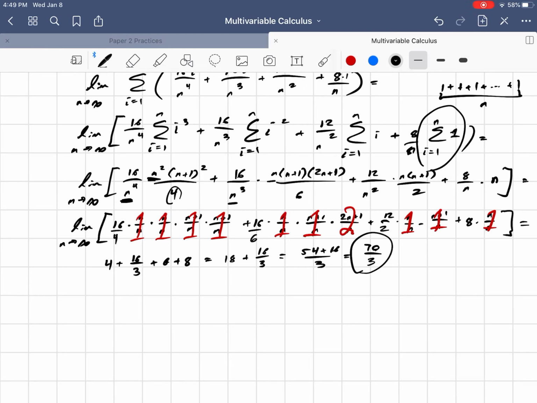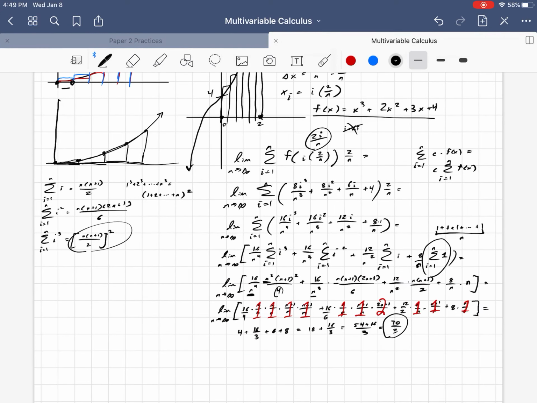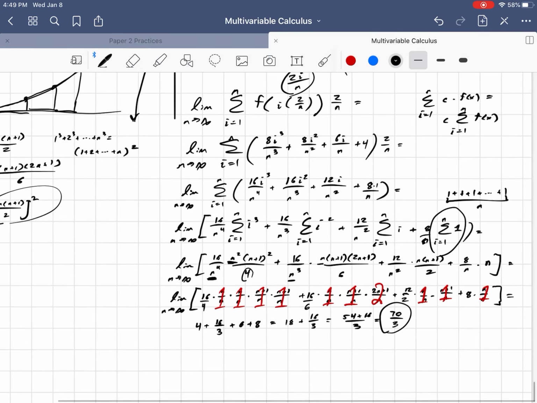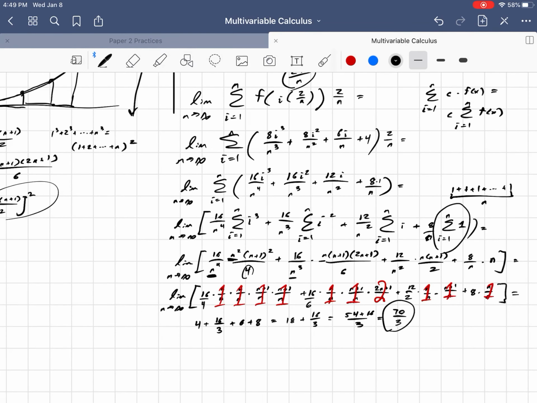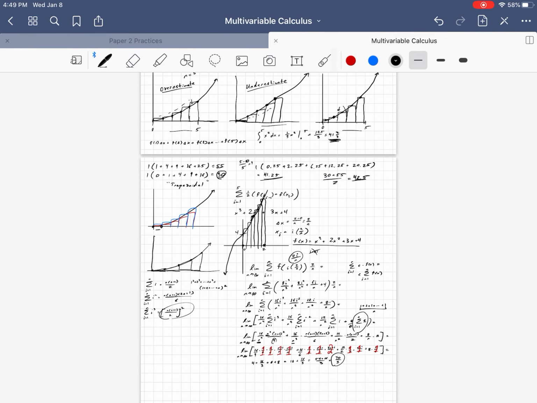And when you check on your calculator, I really hope you get the same exact value. Otherwise, I have done something wrong. So I'm just putting that in now. And you get 70/3. So they're in agreement. Now, hopefully that wasn't too painful for you. But the idea is hopefully doable.